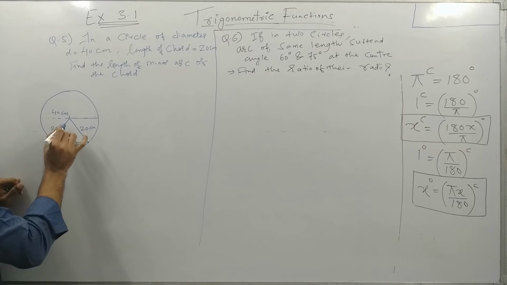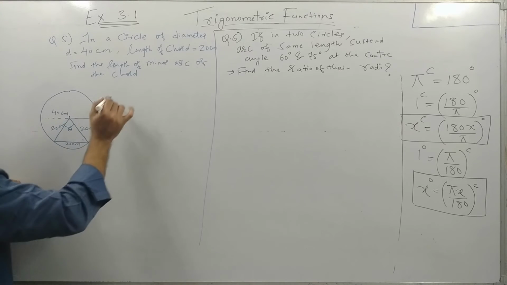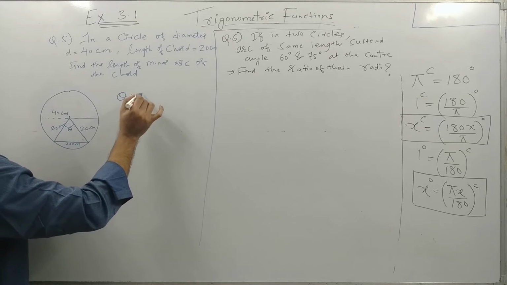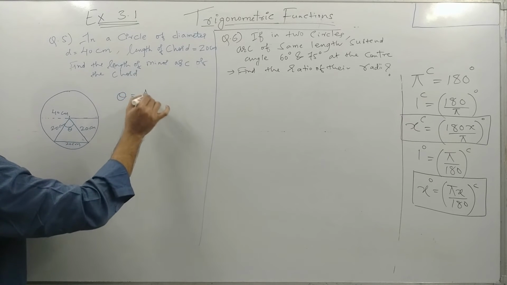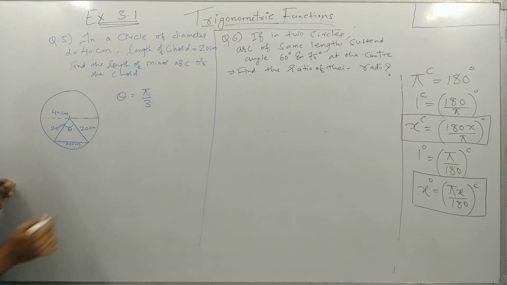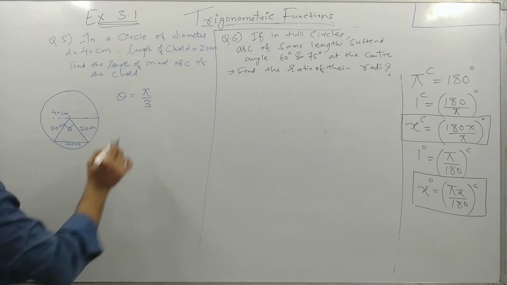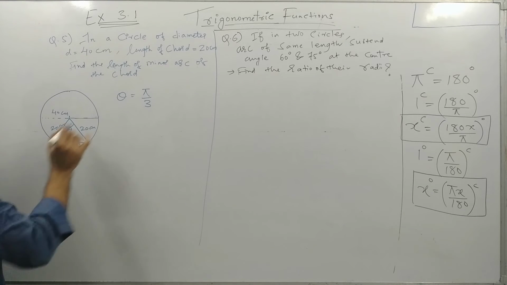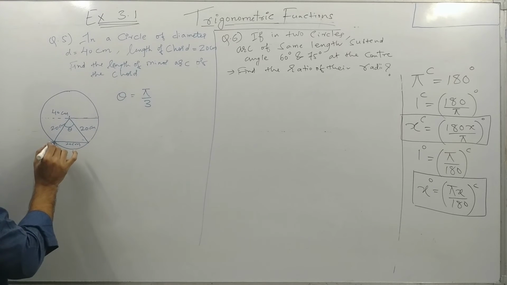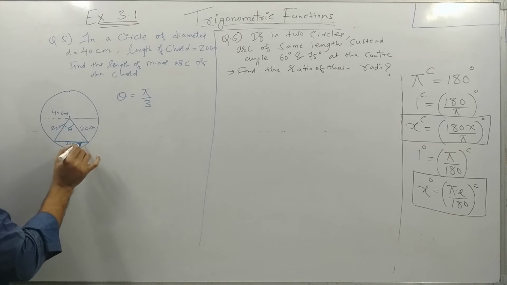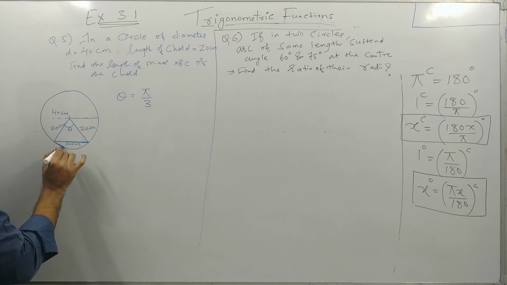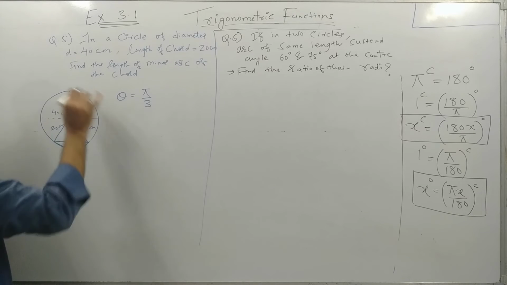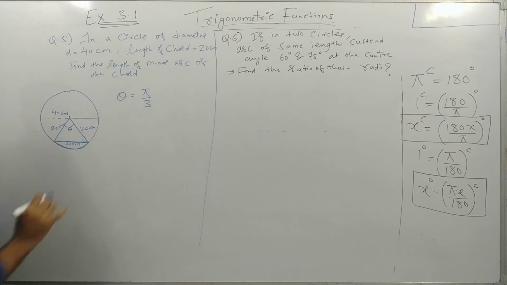So what I get is an equilateral triangle. So my theta becomes 60 degree, which is pi by 3 radian. Now what they have told is, find the length of the minor arc of the chord. So if this is the chord, it has two arcs, this is the minor arc, right, and this is the major arc. So minor arc length we have to find.